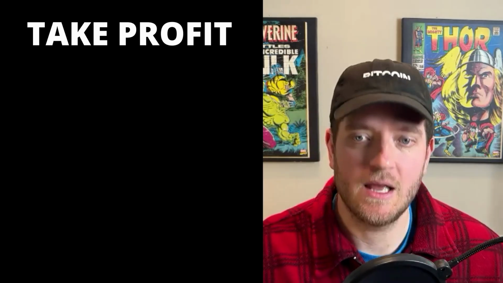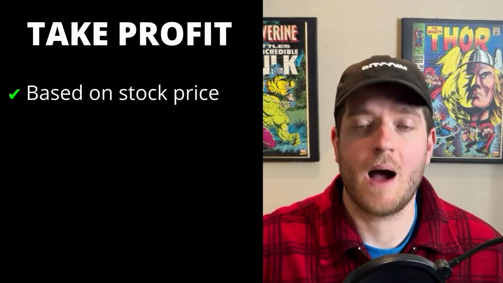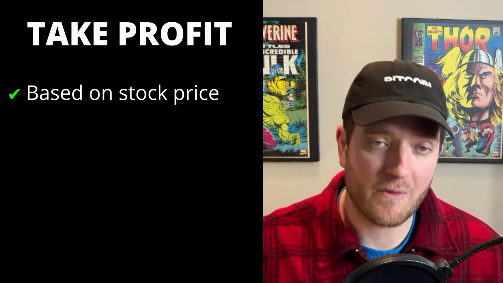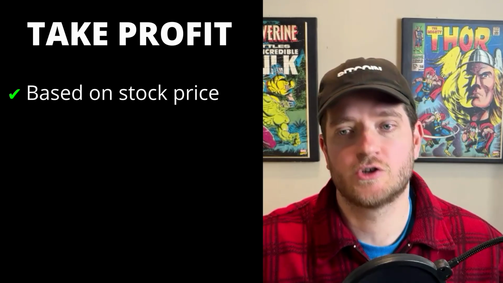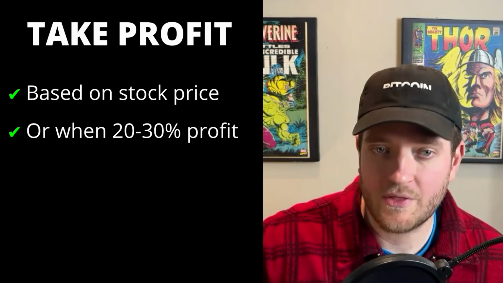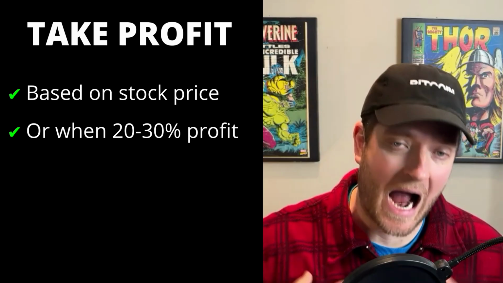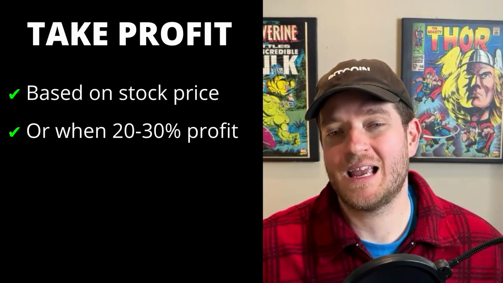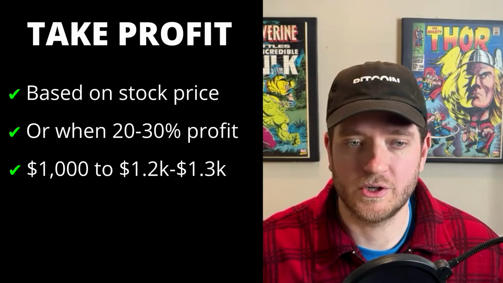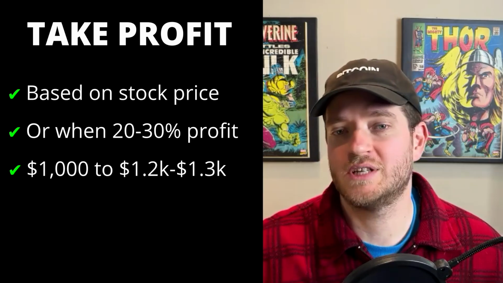Next, you need a goal for when to take profit. Typically, it'll be based on the stock moving up to a certain price, but I prefer to have a set percentage. So when a call option goes up 20 to 30%, that's where I like to close. That would be like a $1,000 call option going to $1,200 or $1,300. Having these set targets for closing when the trade goes wrong or right helps to remove the emotional struggle traders face and make the decision more like following a rule.